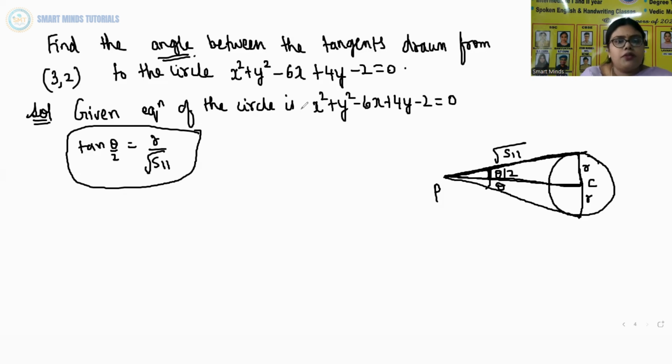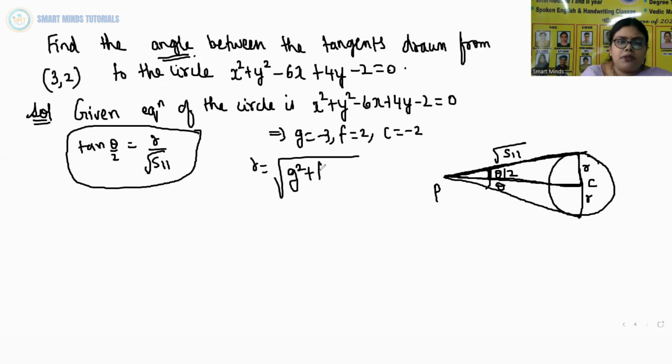Okay, now from the circle equation, what are g, f, c? g is minus 3, f is 2, c is minus 2. So what is the radius? Root over g square plus f square minus c. That is root over 9 plus 4 minus of minus 2, that is root 15. Radius is root 15.